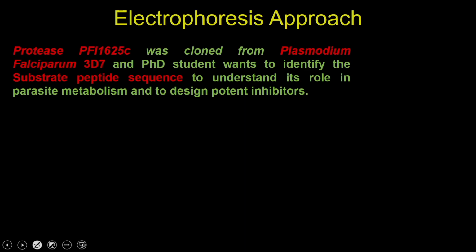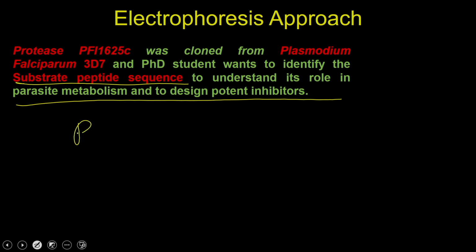Now, if you want to do the same experiment with the help of electrophoretic approaches, what you can do is this. Because the previous approach is only going to tell you the peptide sequence, it is not going to tell you the potential substrates. So alternatively, suppose I take BSA and incubate the BSA with PFI 1625C.